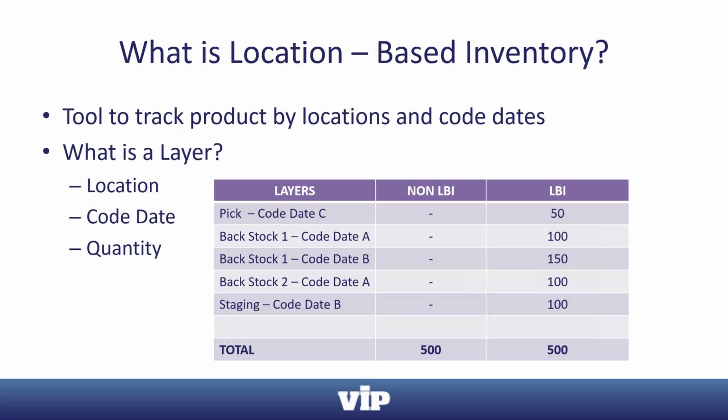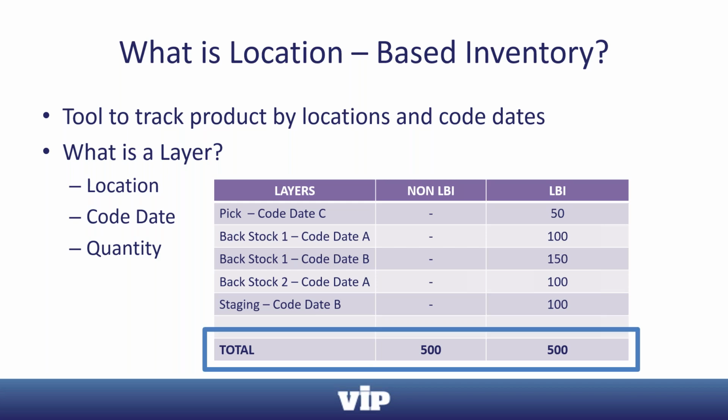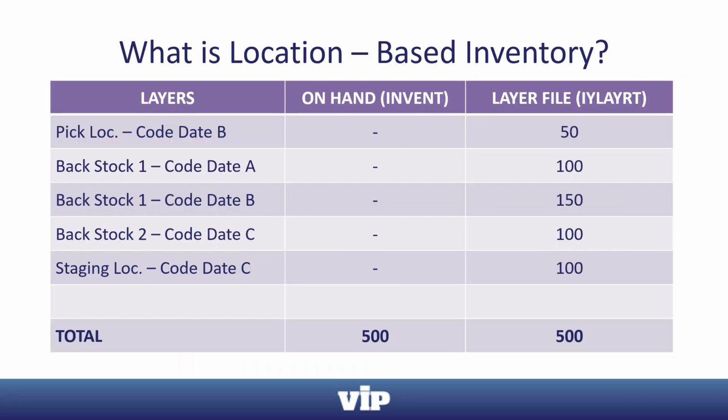So it's really displaying to you exactly where your product is and how much is associated with each of those layers as well. But the most important thing that you need to understand is that the total quantity in both of these are exactly the same. So what I'm showing you here is kind of the same exact thing.